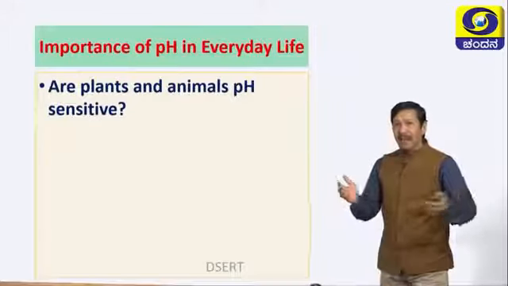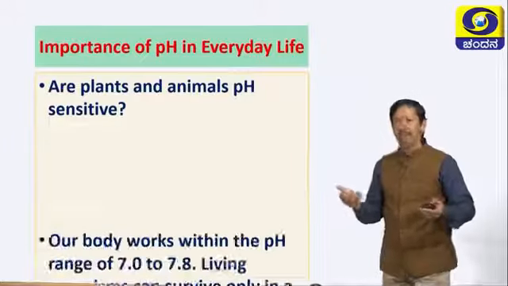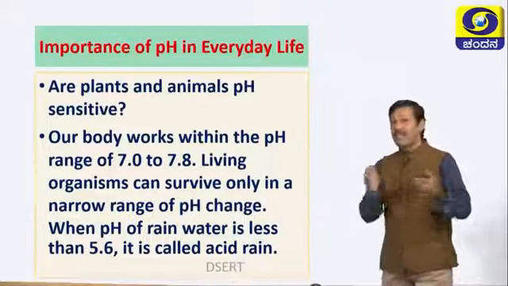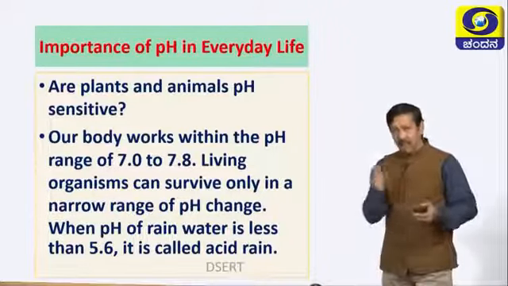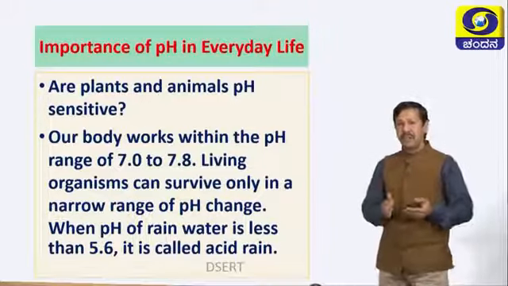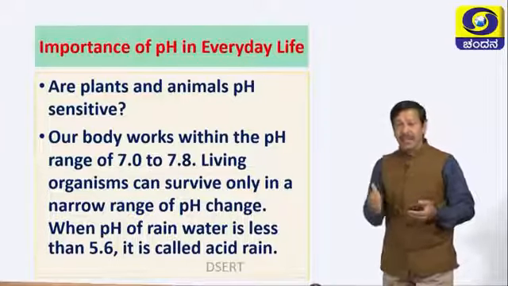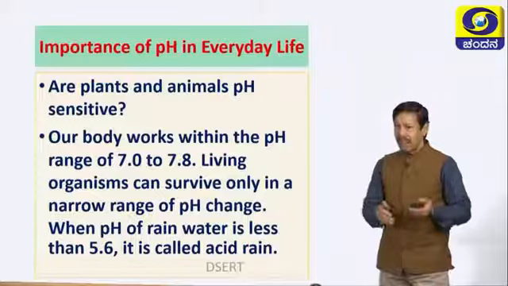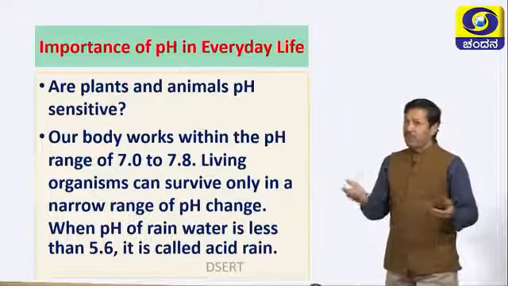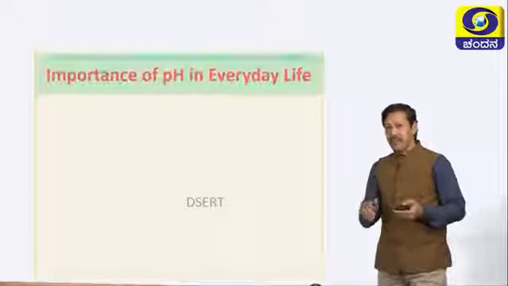Are the plants pH sensitive, or are we pH sensitive? Yes, of course. Our body works within the pH range of 7 to 7.8. Living organisms can survive only in this narrow range of pH. When the pH of the rain becomes 5.6 or less than that, you call that acid rain, which is very destructive. It destroys aquatic life, also monuments and many things. So, pH is very important.